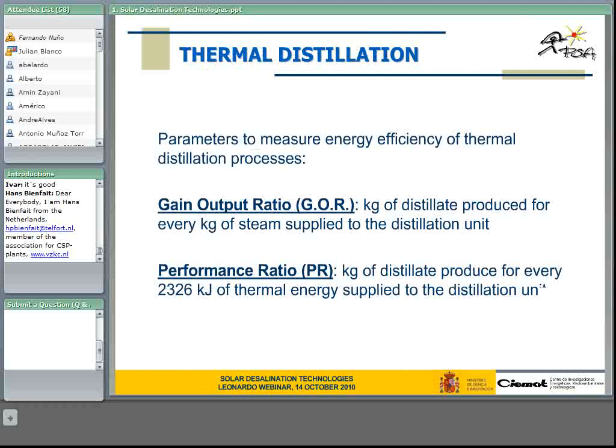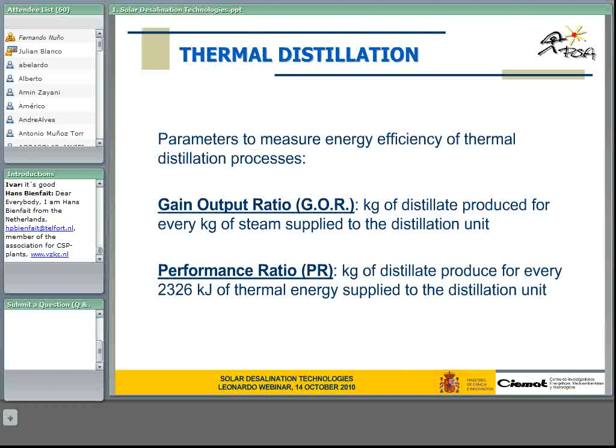Two basic concepts about desalination. One concept is the gain output ratio, and the other is the performance ratio. These are the two main concepts used to measure energy efficiency in thermal distillation and desalination processes. Both are very similar, but the concepts are slightly different. In the case of the GOR, the gain output ratio, this measures the kilograms of distillate that we produce with the desalination process for every kilogram of steam that is supplied to the distillation unit.